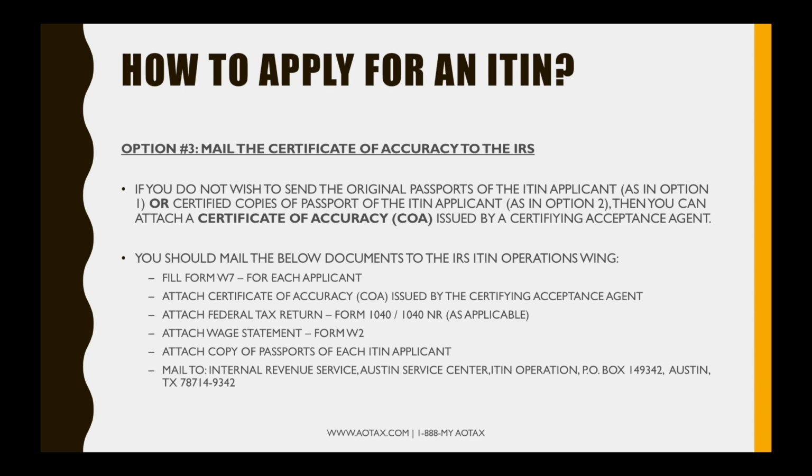Same. 1. Form W7. Attach the certificate of accuracy issued by the certifying acceptance agent, then attach the federal tax return, attach the wage statement, and attach the copies of the passport. Once you compile these 5 documents, mail them to the IRS Austin, Texas address, and you will have your ITIN in 6 to 8 weeks from the date of your application.